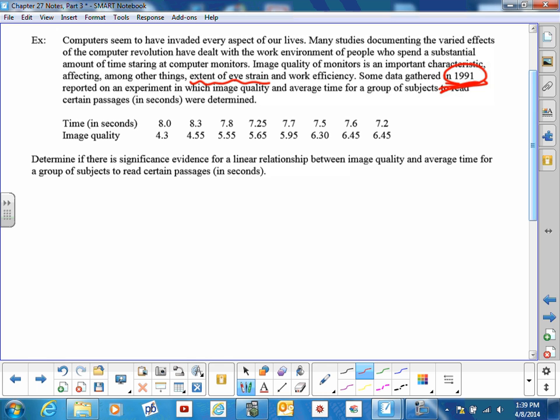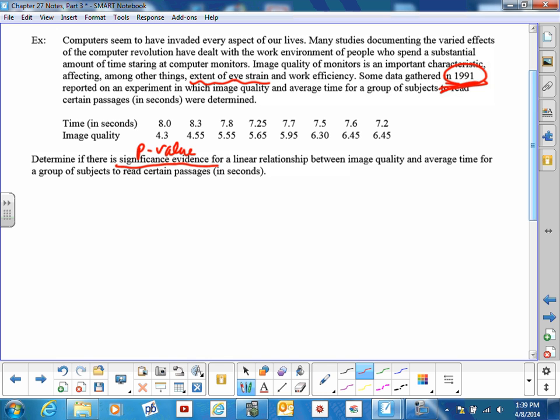All right, so here we go. Some data gathered in the ancient age of 1991 reported on an experiment in which image quality and the average time for a group of subjects to read a certain passage, in seconds, was determined. See if there is significant evidence. That means run a test and get a p-value. That's what significance means. Run a test and look at the p-value.